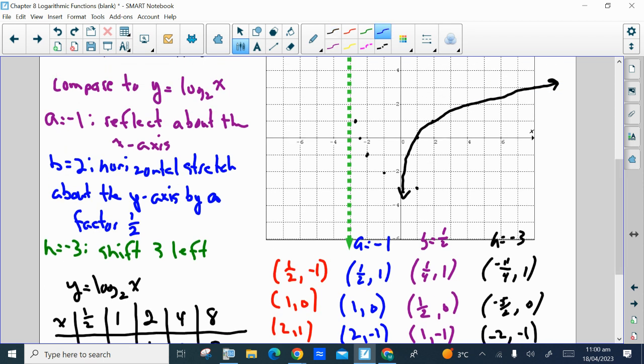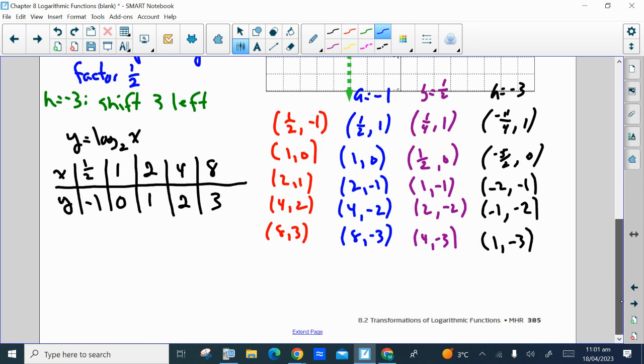I'm going to use a different color here when I actually draw the graph. So there's our new graph. Again, this one was reflected over the x-axis. That's why it looks this way. Okay? So now we're going to state the characteristics.